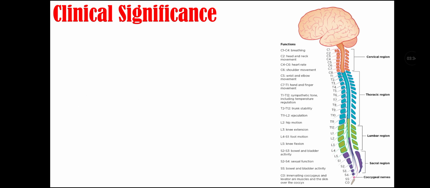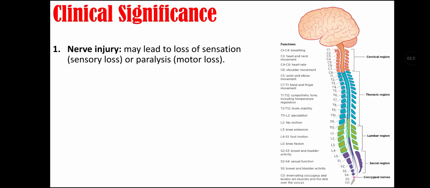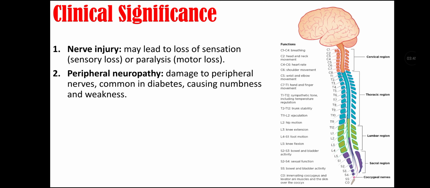Clinical significance of nerves. First is nerve injury that may lead to loss of sensation. It may cause sensory loss or paralysis, that is motor loss. Second significance is peripheral neuropathy. This is damage to peripheral nerve that is common in diabetes, and it causes numbness and weakness.